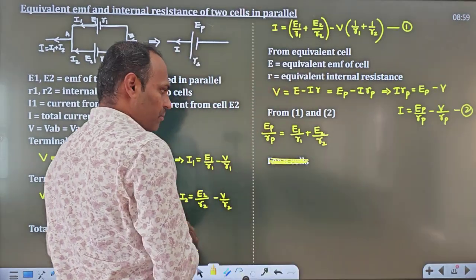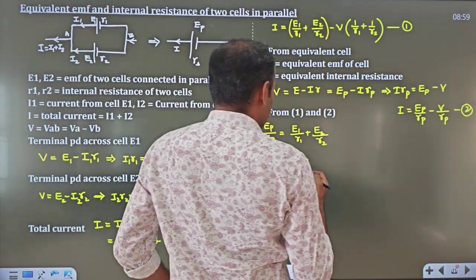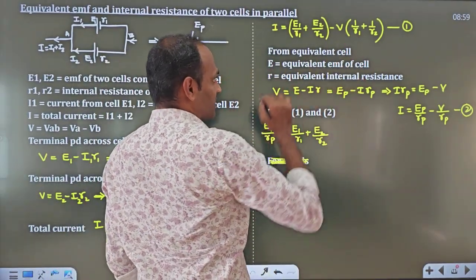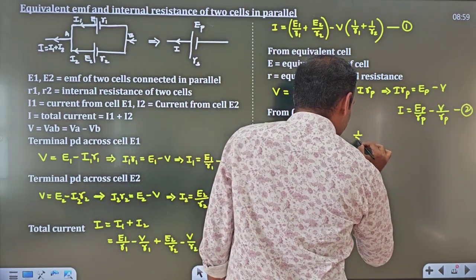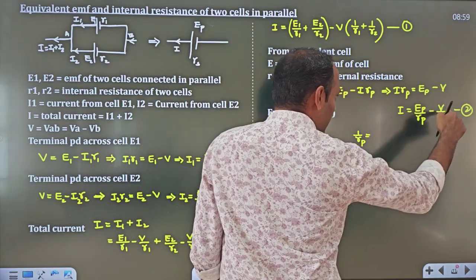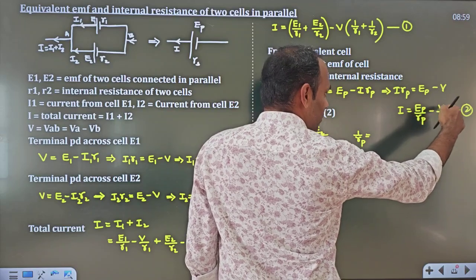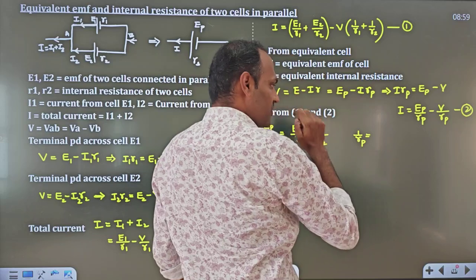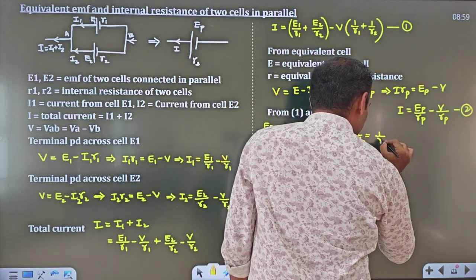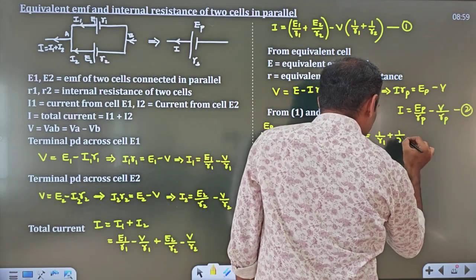Okay, let us simplify this a little. So I will simplify it like this, or first let us write the internal resistance. Here we have 1 by Rp, minus V, 1 by Rp. In place of 1 by Rp, we get 1 by R1 plus 1 by R2.